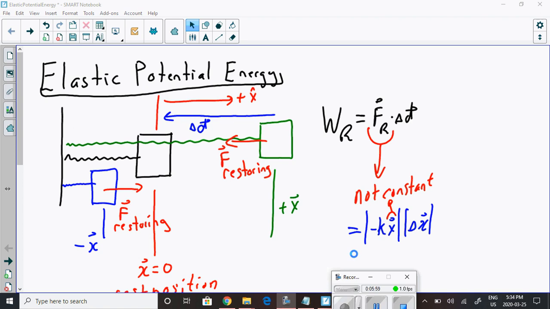Okay, so on to our note here. I've posted a version of this note on my website, and the title is Elastic Potential Energy.